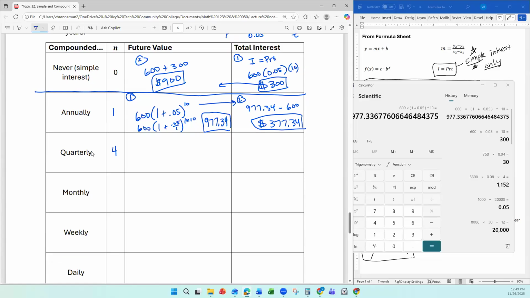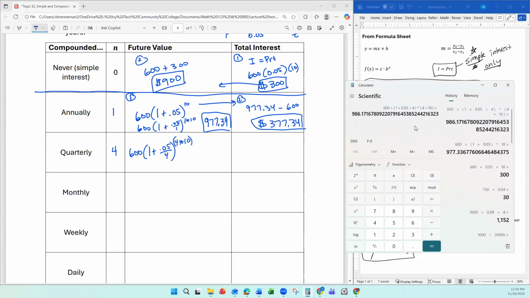Compounded quarterly, n is 4. It's going to be 600 times 1 plus 0.05 divided by 4 to the 4 times 10. Probably need to put parentheses depending on your calculator. If you don't have the exponent position, you've got to put parentheses around, or go ahead and do 4 times 10 and use 40. So 600 times parentheses 1 plus 0.05 divided by 4 and parentheses to the parentheses 4 times 10. Again, make sure that you can do this on whatever calculator you are using. It's going to be different depending on the calculator.